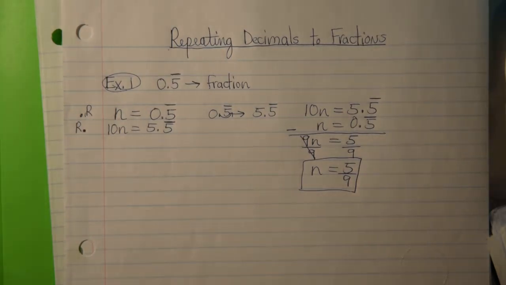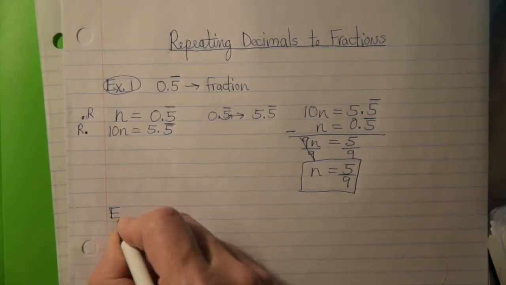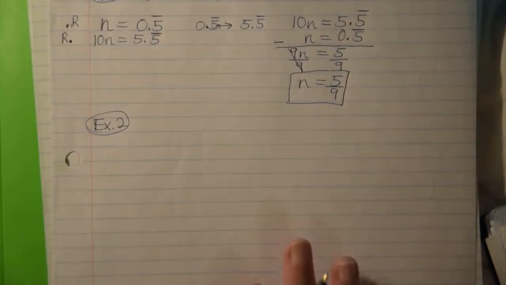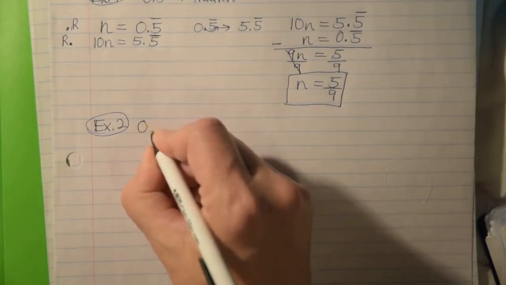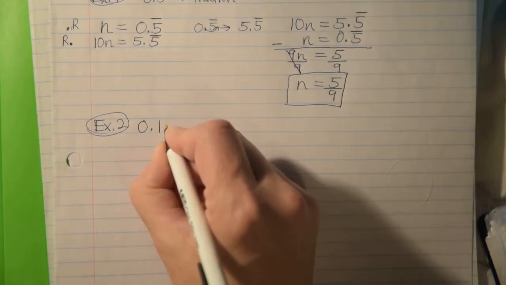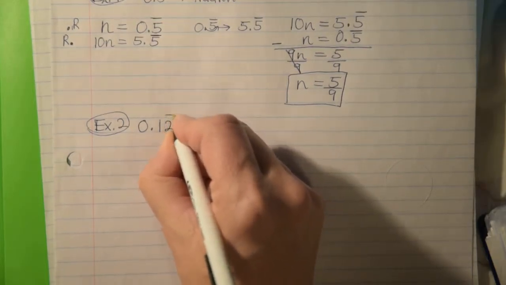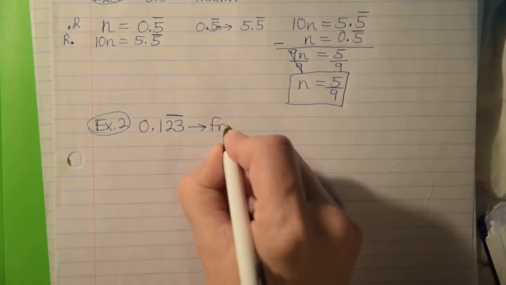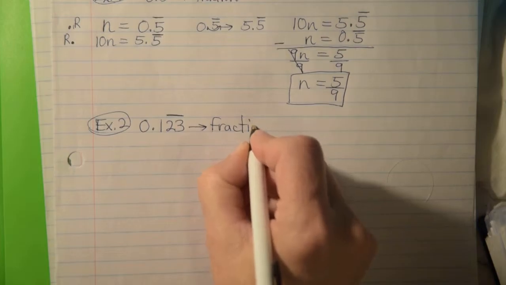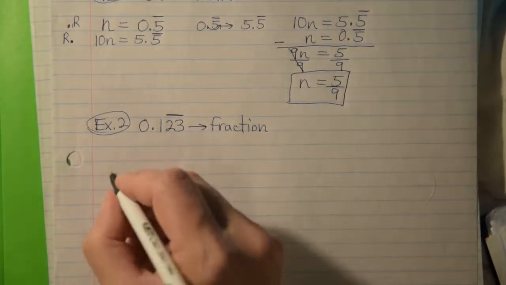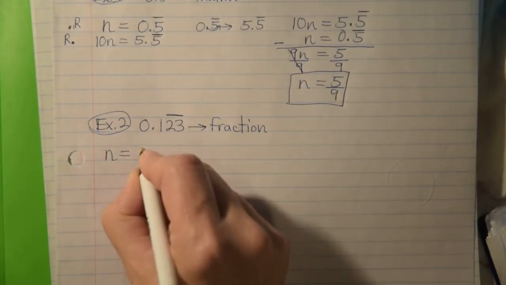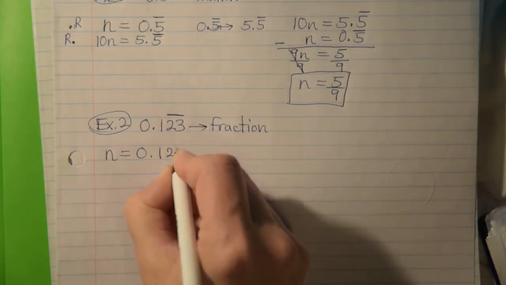All right, let's do one that has a little more going on. Example 2. We're going to convert 0.123 repeating into a fraction. So your first step is just to assign this to the letter n. n equals 0.123 repeating.